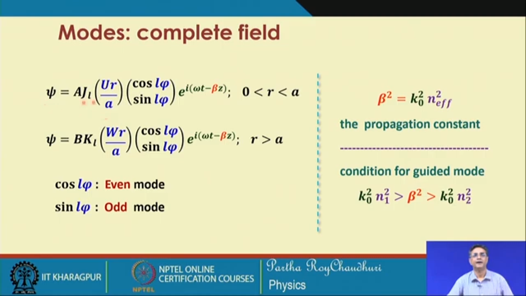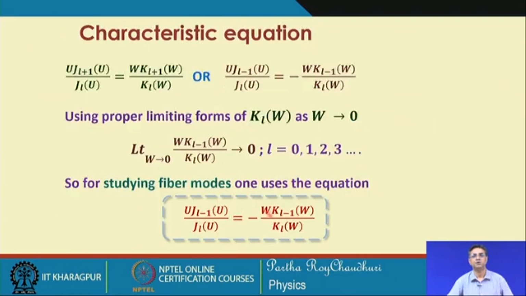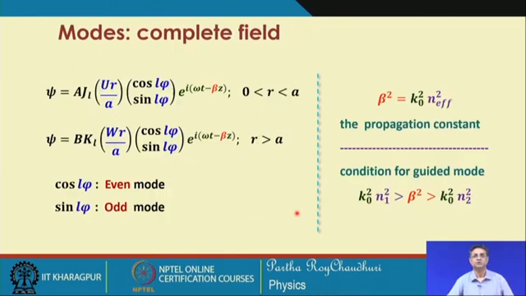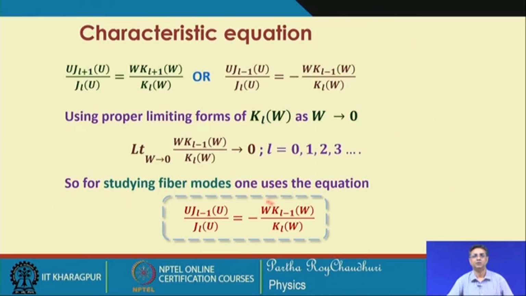Then we can write the complete field solution in this form, that is psi equal to A J L U r by a, then e to the power of plus minus i L phi, e to the power of i omega t minus beta z. Beta is the propagation constant which will come from the solution of this transcendental equation. You have to plot the left hand side and also the right hand side and look at the intersection of the two graphs; those are the solutions. So, it can be done numerically as well as by a graphical method.